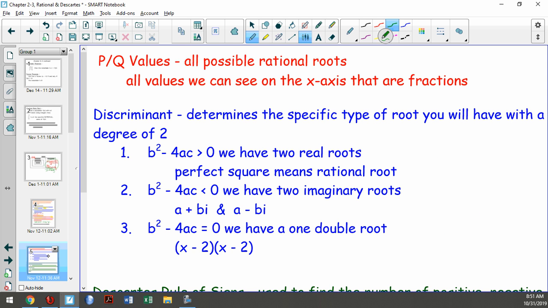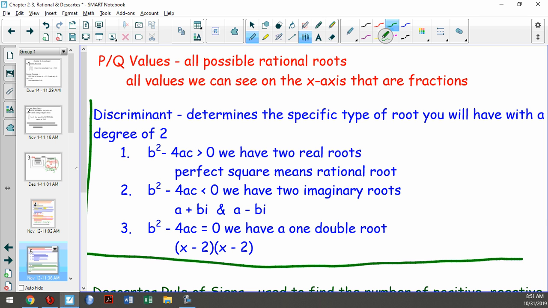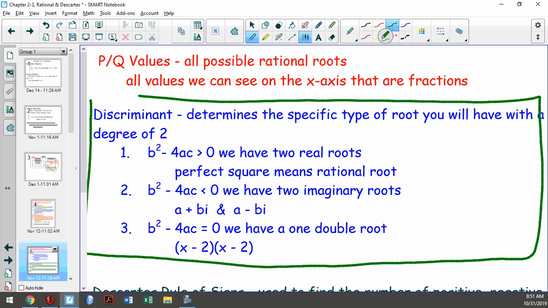Okay, the next thing I want to talk about is b squared minus 4ac. Where does b squared minus 4ac come from? The quadratic formula, right? B squared minus 4ac comes from the quadratic formula. Can we see this right here? B squared minus 4ac is underneath the square root of the quadratic formula, yes?